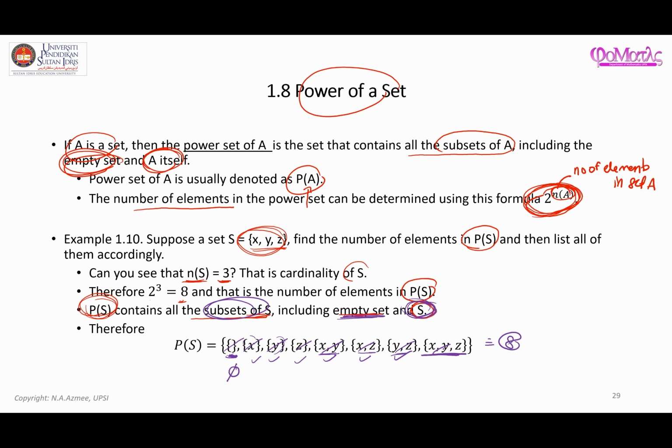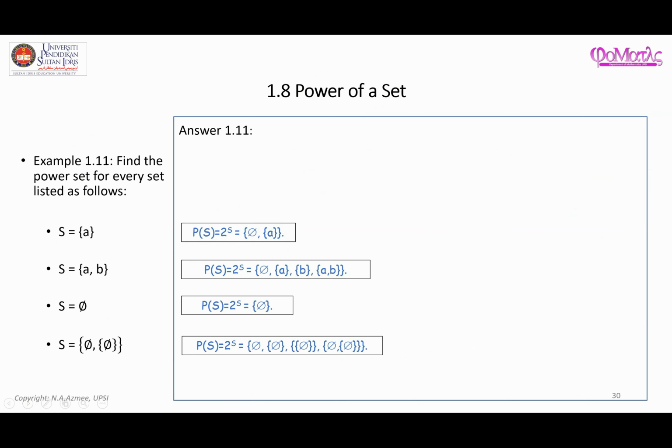Right. Let's try and figure out how to find the answers to all these 4 questions here. The answers are actually already given here. I'm just going to walk you through it, and hopefully you'll be able to understand better after listening to the explanation. So here we have set S, and there's only one element in set S.